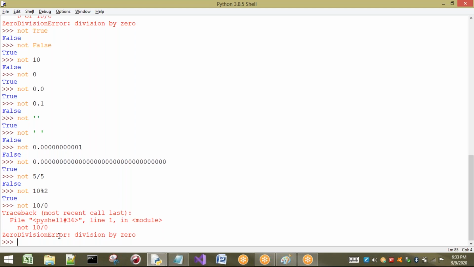Either not, we will write some value, or we will write a Boolean value, or it may be any value. Only one value will be there. Okay. So this is about logical operators. Here you just have to remember some rules. If you understand those rules, it will be very easy.